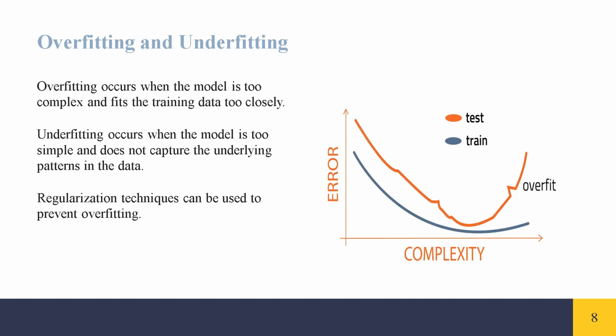Overfitting occurs when the model is too complex and fits the training data too closely. Underfitting occurs when the model is too simple and does not capture the underlying patterns in the data. Regularization techniques can be used to prevent overfitting.